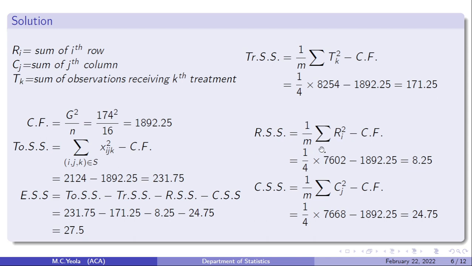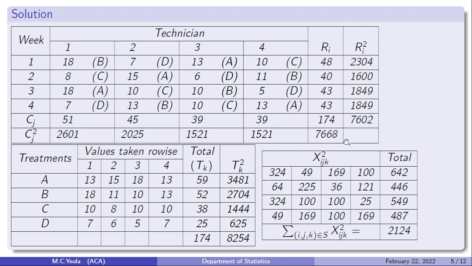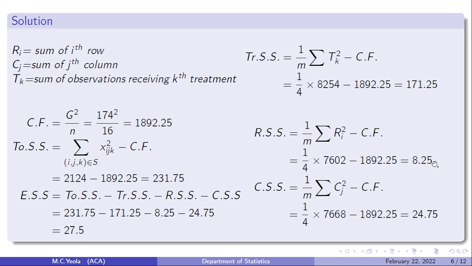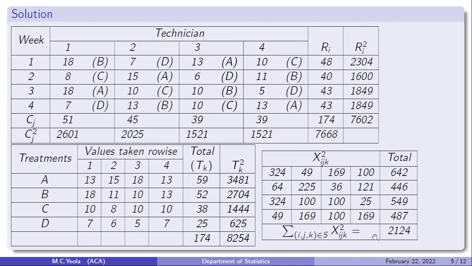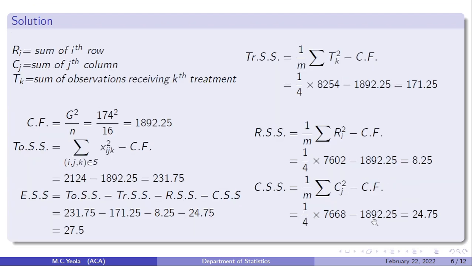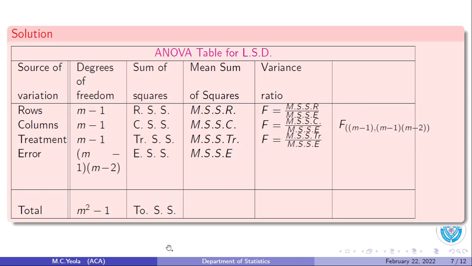Similarly, row sum of square is summation of Ri square, that value is 7602, divided by 4, minus CF is this value. Column sum of square is 1 upon m summation Cj square minus CF. Summation Cj square, its total we are having, divided by 4 minus CF, gives us this value here, and from all these values we obtain error sum of square, that is by subtraction: total sum of square minus treatment minus row minus column sum of square, we will get this as the error sum of square.